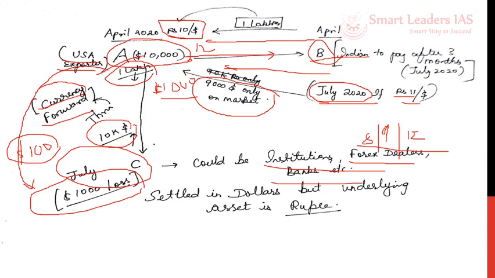And what is the currency that is being used here? Rupee is the currency. So what is a forward? A derivative. So this is an example of a rupee derivative. And when both C and A are outside India, this could be an offshore rupee derivative. Clear? I hope you are able to understand this.